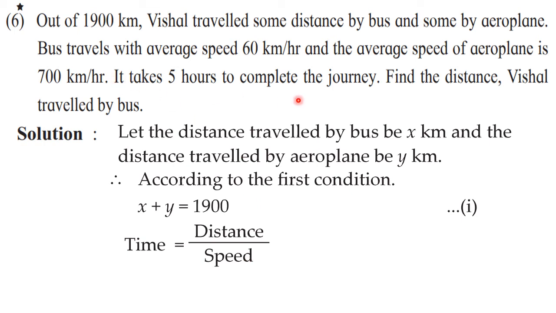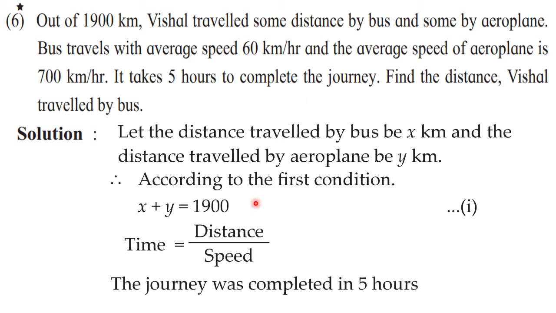Okay, and by using the condition we can write down the second equation now. So here they have given us that 5 hours is the total time taken. That means the journey completed in 5 hours. So time taken by bus, so the distance here is x upon the speed is 60. That means x upon 60 plus y upon 700, and that total time is 5 hours. Okay, so let us write down the equation now.